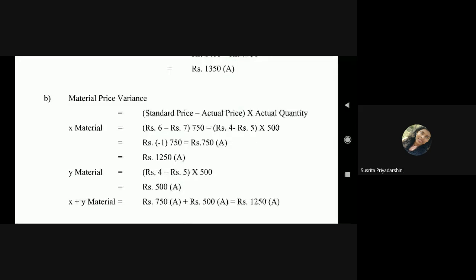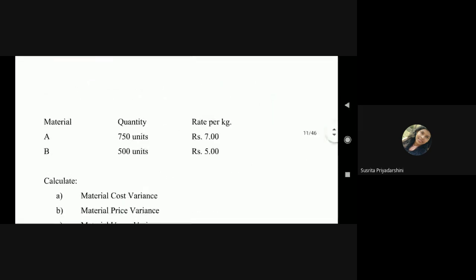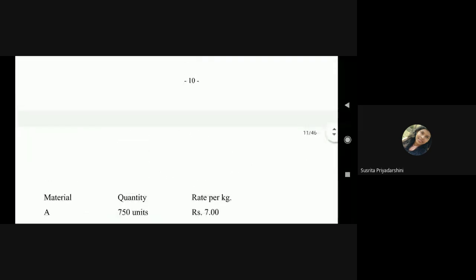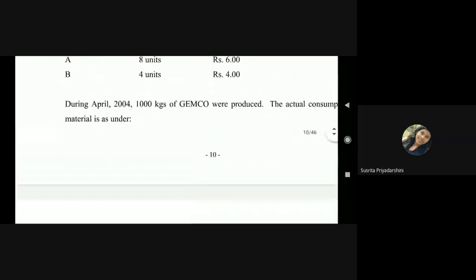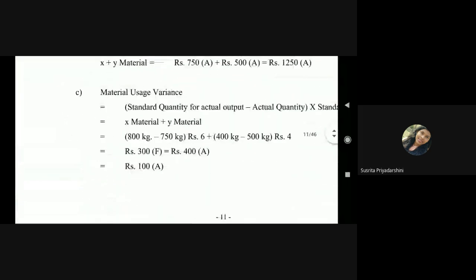ओके मटेरियल प्राइस वेरिएंस. देन हम देखेंगे कि मटेरियल यूसेज वेरिएंस कितना निकलता है. यूसेज वेरिएंस के लिए हम देखेंगे क्वांटिटी वाला. तो क्वांटिटी वाला वेरिएशन देख लो. तो क्वांटिटी यहाँ पर 800 400, यहाँ पर 750 500. तो यहाँ पर देख लो पहले.